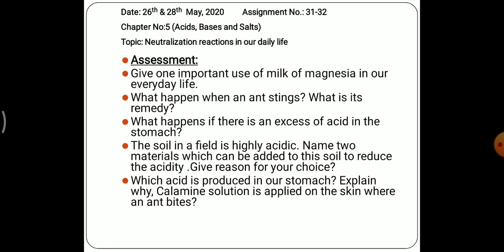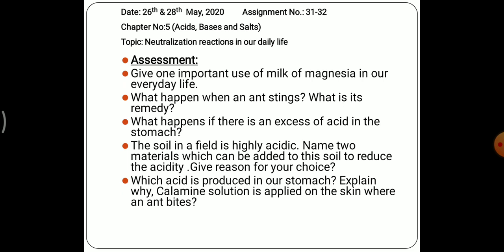The soil in a field is highly acidic. Name two materials which can be added to the soil to reduce the acidity. Give reason for your choice. This also we have just now done. If the soil is acidic, we will add a base. If it is basic in nature, we will add some acid in it.